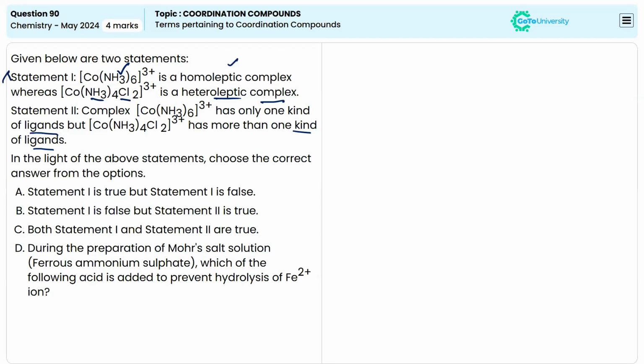Okay, now coming to the second one, the complex [Co(NH3)6] has only one kind of ligand, so the other one is having more than one kind of ligand. So we can say the second one is the correct explanation for the first one as well, right? So the second statement is also true. So the correct answer will be option C.